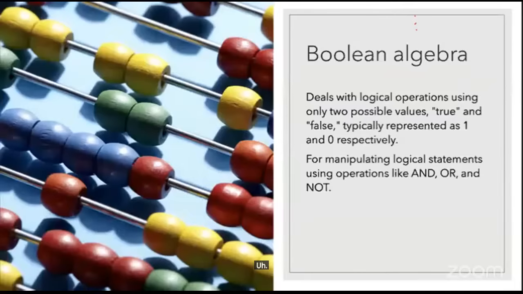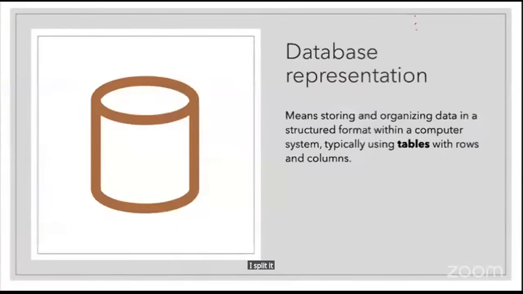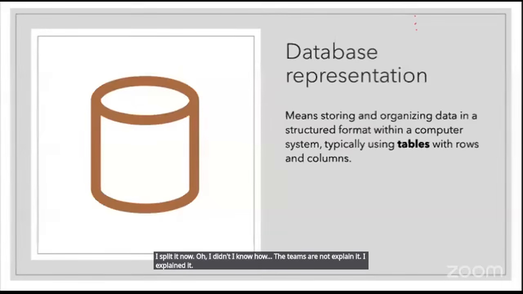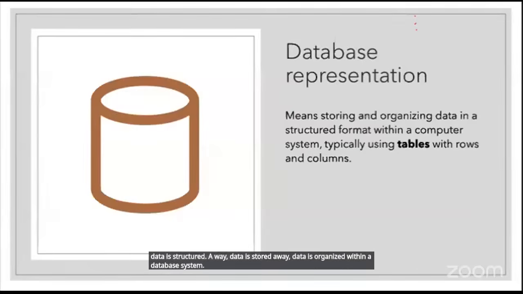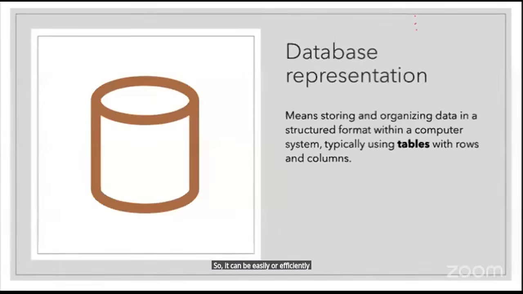You said I didn't explain the database representation. I explained it. This database representation of information refers to a way data is structured, a way data is stored, a way data is organized within a database system so that it can be easily or efficiently retrieved, managed, and manipulated. And I remember using matric number as an example.